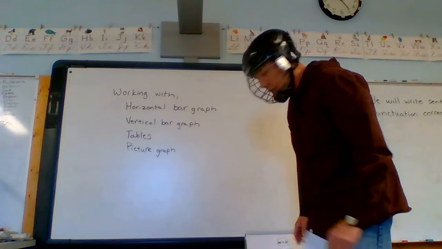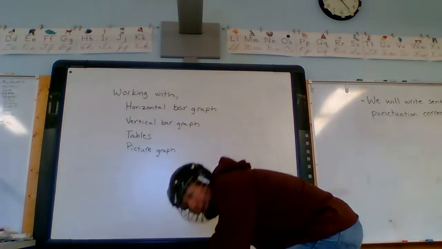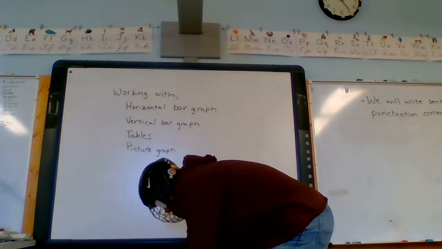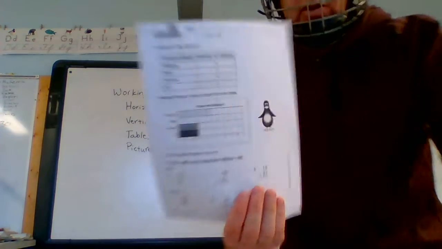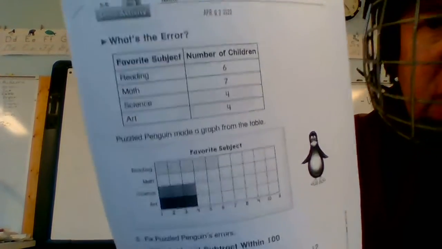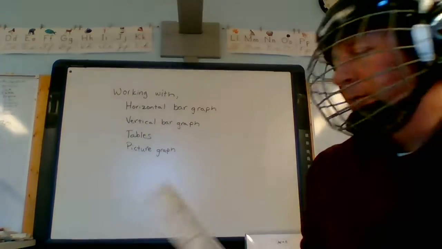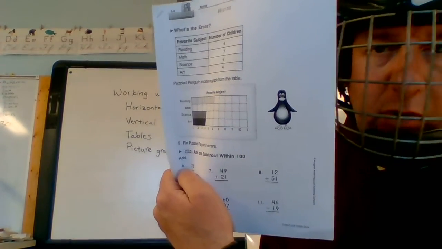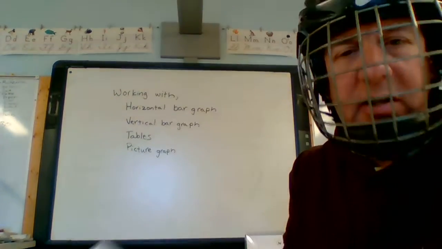Now, when I say table, I don't mean one of these tables. I mean this right here. This is a table, and we've actually made them with our worksheets already. So, what's the error? We have Puzzle Penguin here. Puzzle Penguin always makes an error. So what is the error?